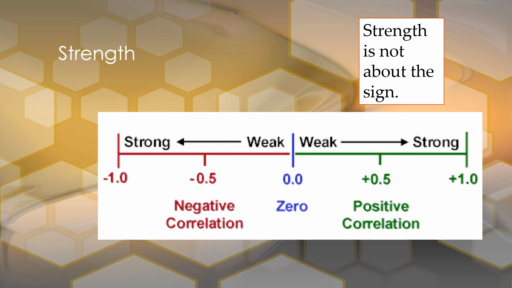And the closer it is to positive 1 or negative 1, the stronger it is, and the closer it is to 0, the weaker it is. So as you go away from 0, the stronger the correlation is. You just have to forget about the sign when you're talking about strength. The sign is only about the direction.